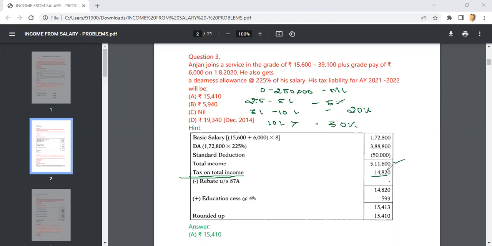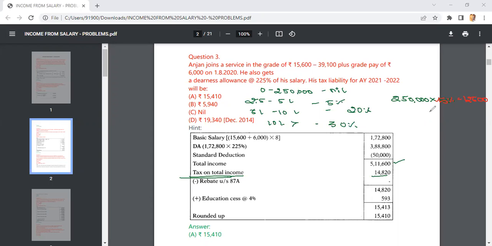So 0 to 2,50,000 is nil, so we'll not take anything. For 2,50,000 to 5,00,000, how will we calculate this? Nothing you will do, just 2,50,000 into 5%. This is how you will be taking the amount. When I do 2,50,000 into 5%, I'll get 12,500.